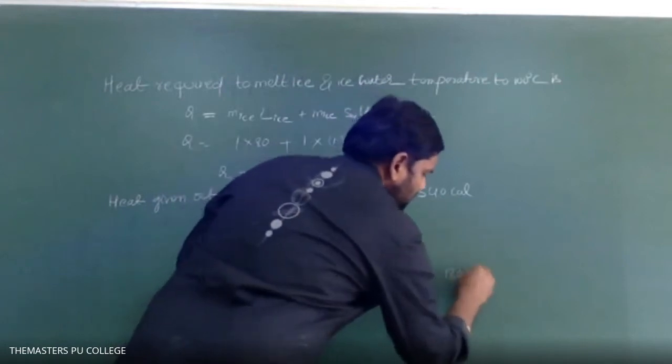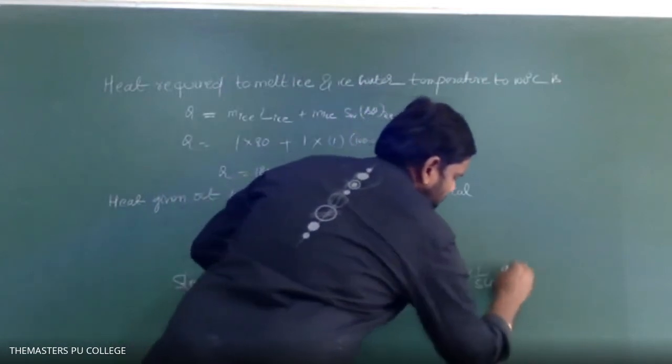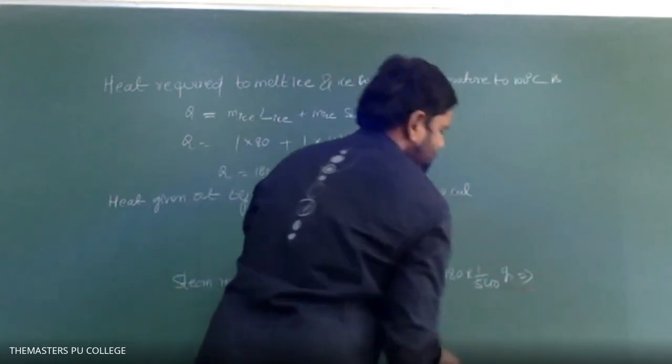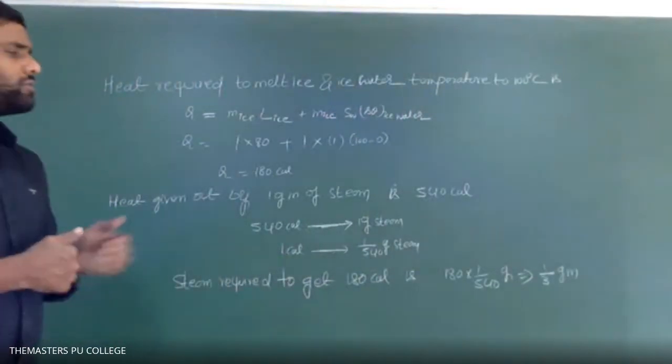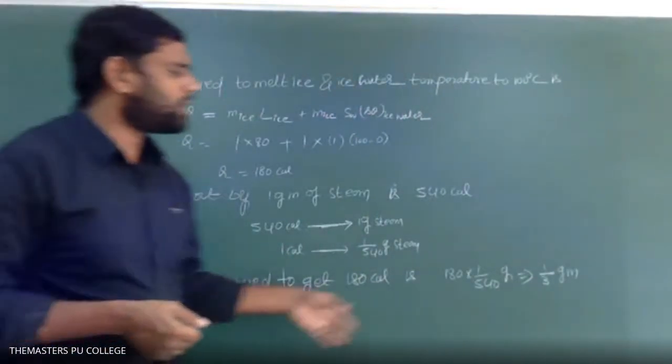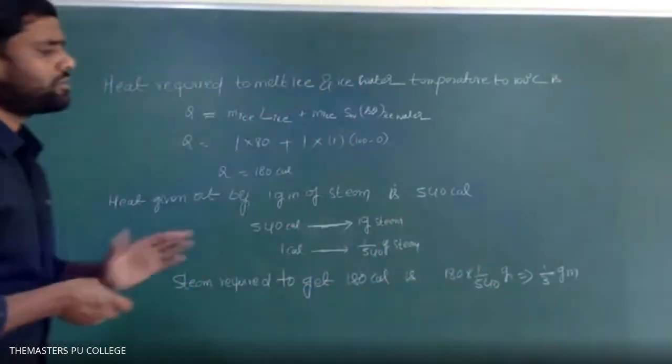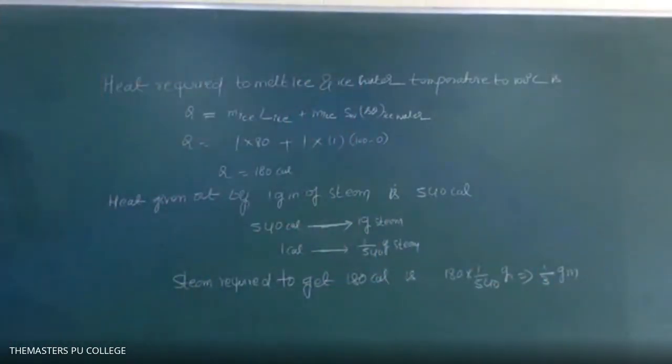so for 180 calories that is 180 into 1 by 540 gram. That implies how much? 0 gets cancelled. Sir, 180 by 3, 1 by 3. 1 by 3 gram only, isn't it? Yes, sir. So here, out of 1 gram, only 1/3 gram of the steam is converted into water. The remaining is here. So what is the final water in the system? Water in the system is so water means this 1 gram that is melted.